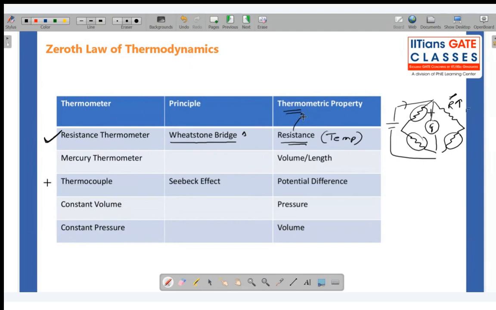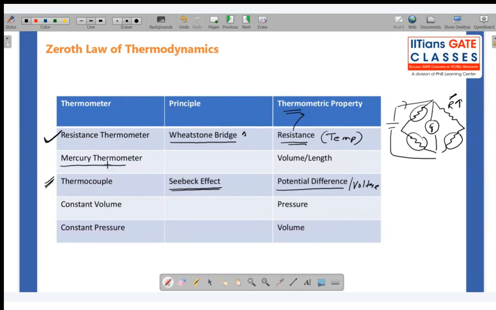Now the next one is the thermocouple. You may have heard of the thermocouple. The principle is the Seebeck effect, and its thermometric property is potential difference or voltage difference.